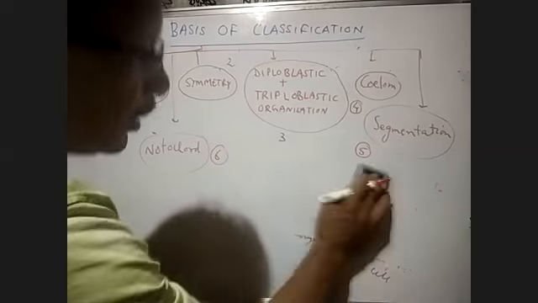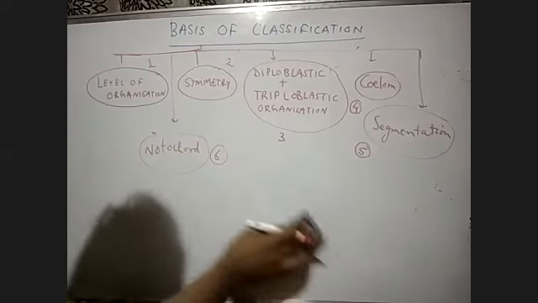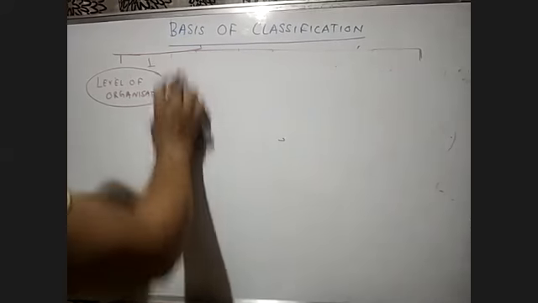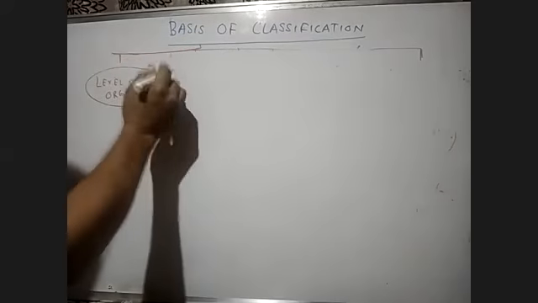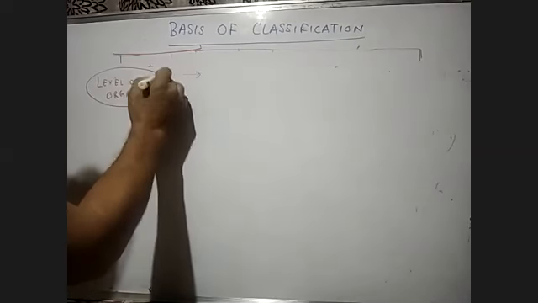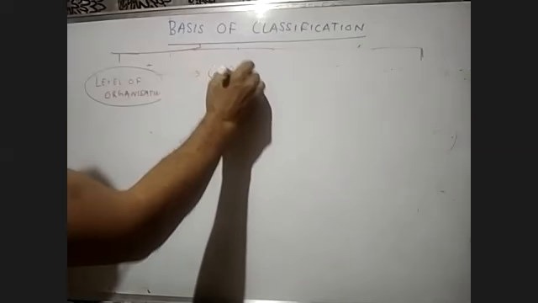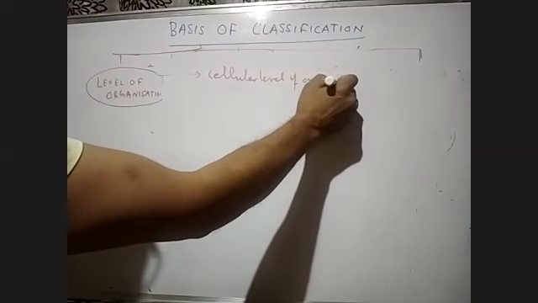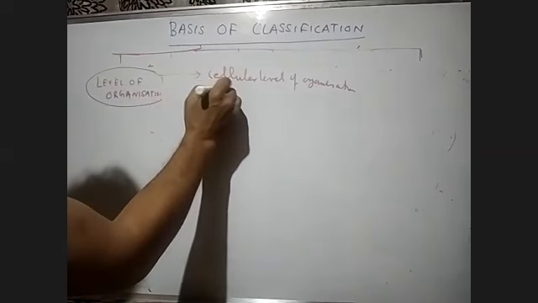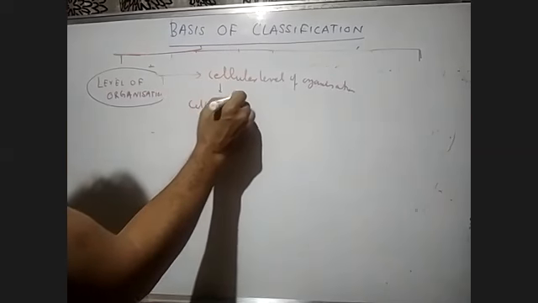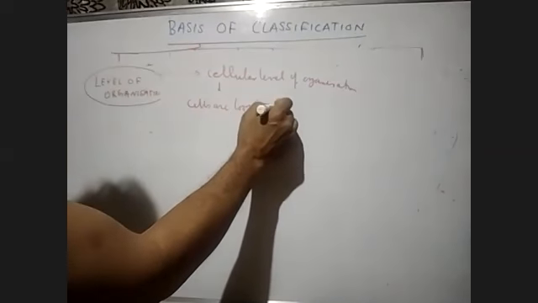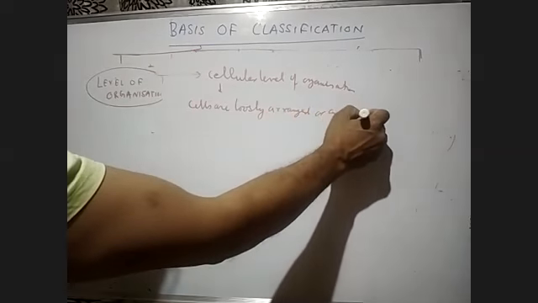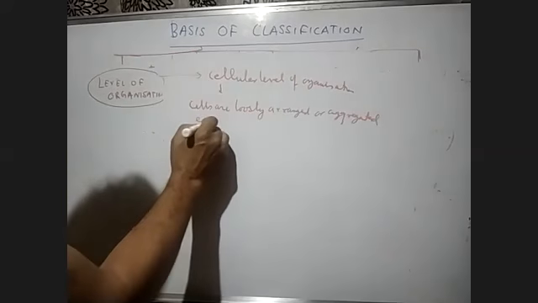First of all, let's go to number one. That is level of organization. So we have here the cellular level of organization. So here, what happened there? The cells are loosely arranged or aggregated. Example, we can go to the sponges.